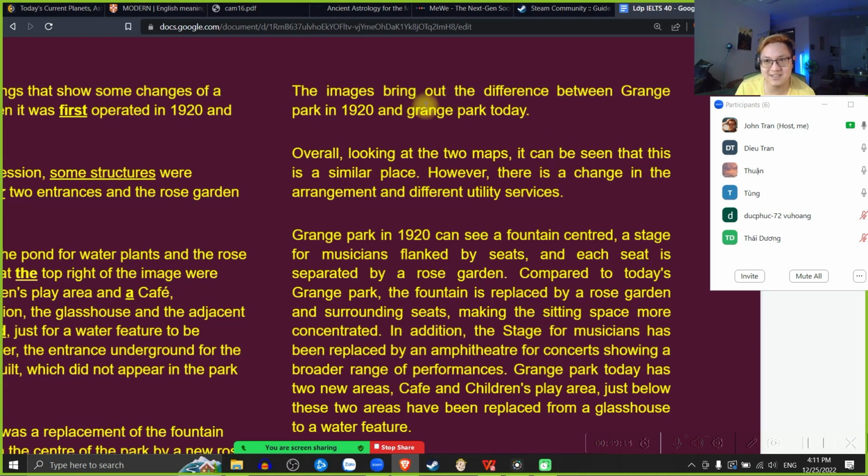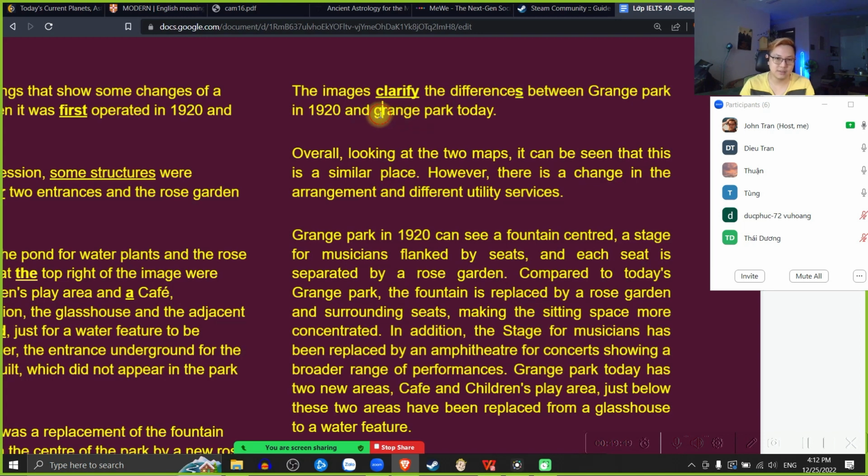Bring out the difference. Bring it out. Đem nó ra. Bring it out. Văn nói, the spoken language, you see. The images làm rõ. Clarify. You know the word clear, right? Clear, the verb is clarify. Okay, làm rõ. The images clarify the differences. Những sự khác biệt đi.